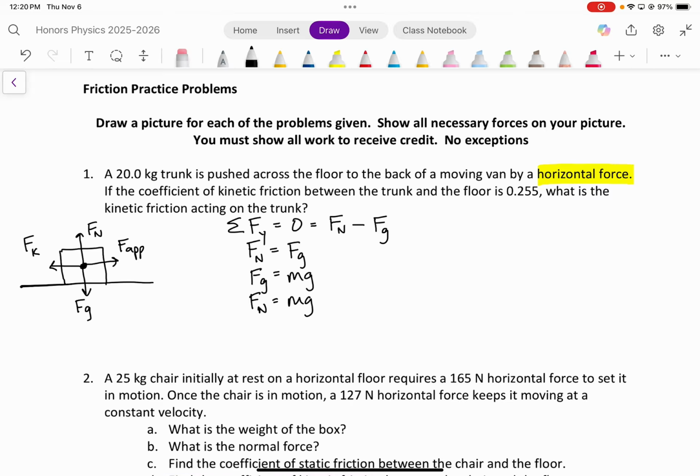All right, so why do we need to do all of that? Because we need to know what the normal force is in order to calculate the value of friction. So we have a formula. We're looking for kinetic friction. Kinetic friction equals what? We have a formula on that same page in your note packet that tells us how we can calculate the value of friction.